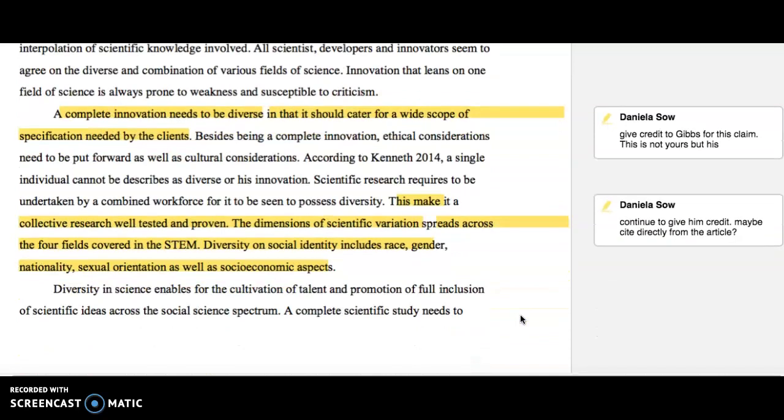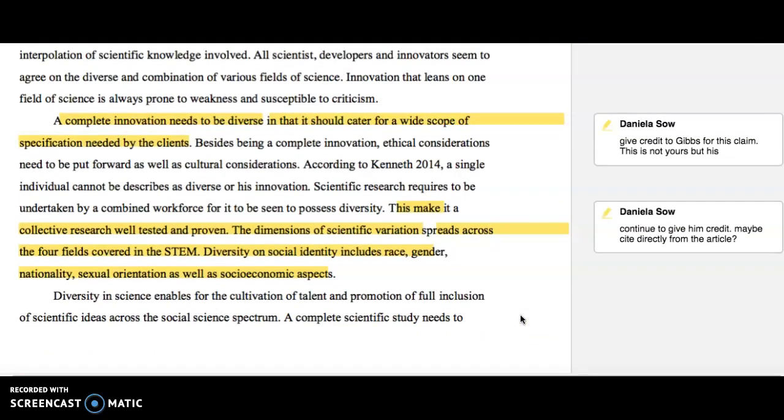Now, if we move on to some of the evidence here that you see me highlighting, this sentence here, actually, it's a claim. She's trying to start out a topic sentence, but a topic sentence should really be your own idea, not the author's. And that's why I wrote, give credit to Gibbs for this claim. This is his, not yours. She didn't even cite him. She didn't lead this by saying, according to Gibbs, an innovation needs to be diverse. And it's not explained very well, but even then, this idea didn't come from herself.